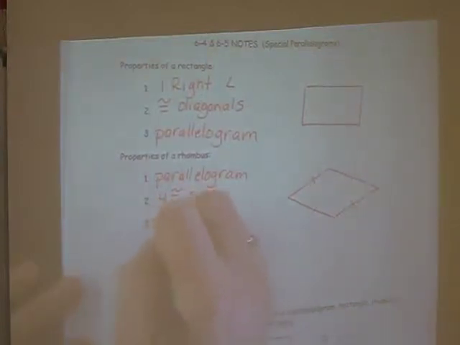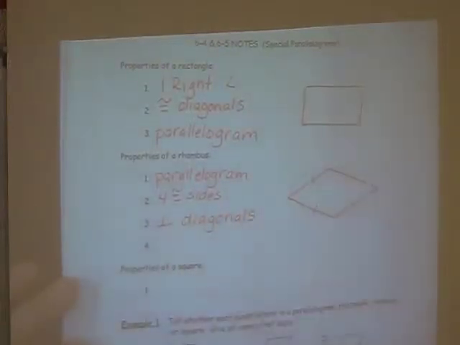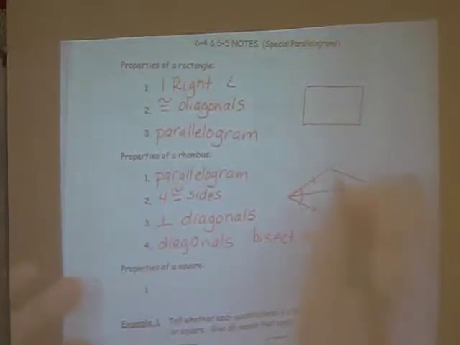A rhombus also has perpendicular diagonals, and a rhombus also has diagonals that bisect opposite angles. So your diagonals bisect this angle, and your diagonals bisect this angle.